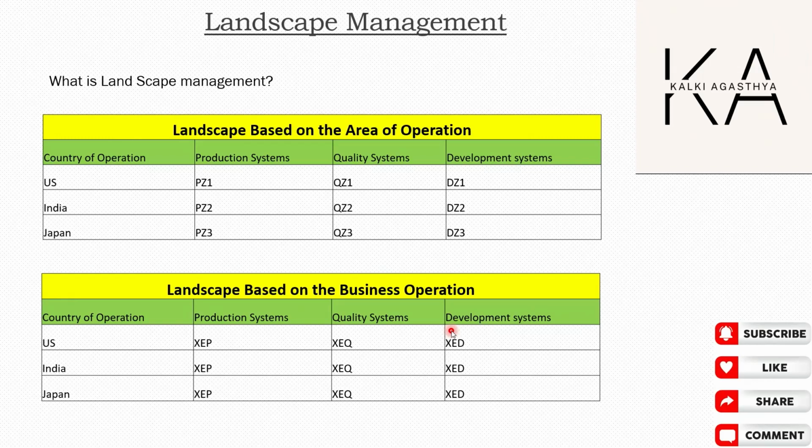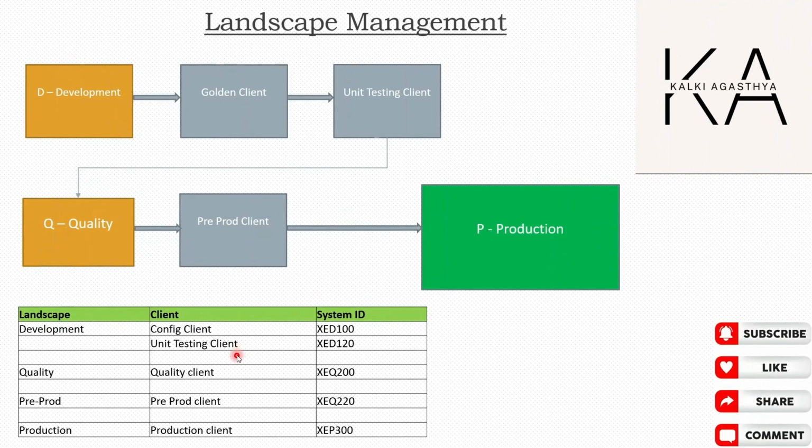Now just to quickly recap what we have understood till now: we understood about landscape management. We understood the difference between the area of operation and the business operation. We also tried to understand the importance of the client and the segregating factor between each system. We also understood about the production system and its importance. We understood how data moves from the downstream system, that is from development to golden client, from golden client to unit testing client, to quality, and subsequently to pre-prod, and finally to the production system.